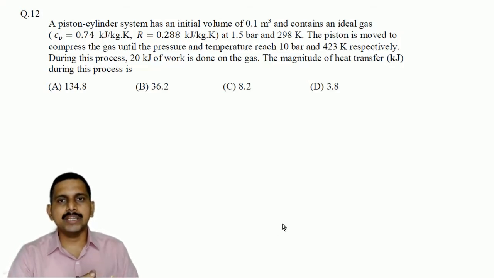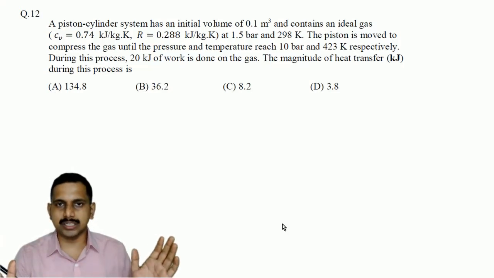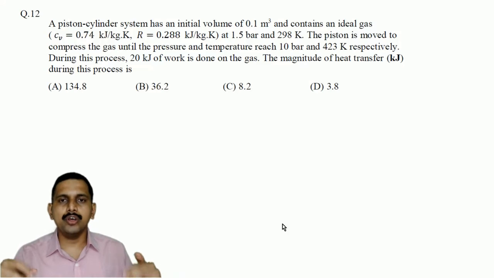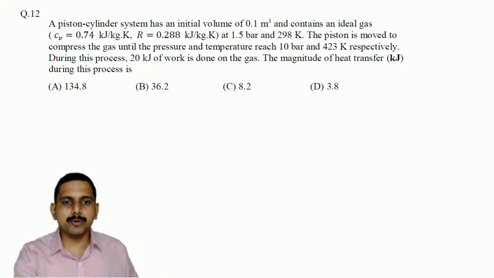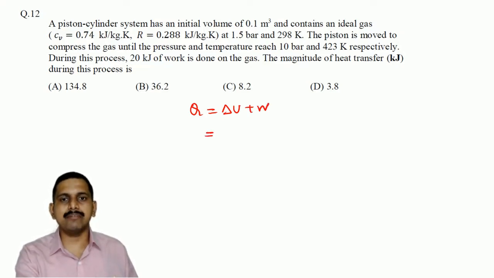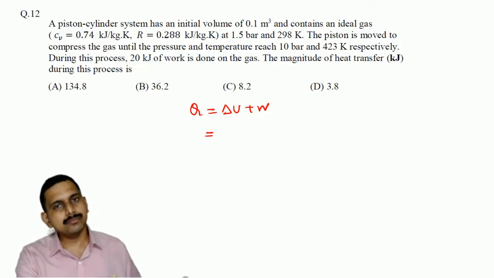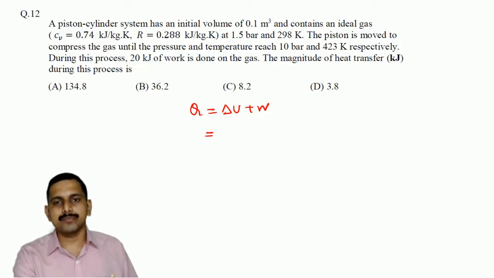Now here they have given the state at 1 and 2. The process is not given. So we have to go with the basic first law of thermodynamics. What is the first law of thermodynamics? It can be written as Q is equal to delta U plus W, where W is the work done. Here we can calculate only delta U, the change in the internal energy.